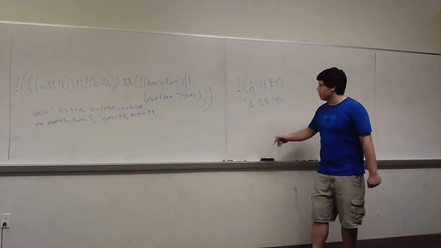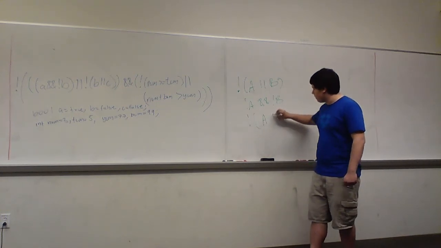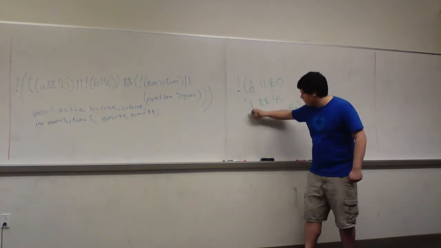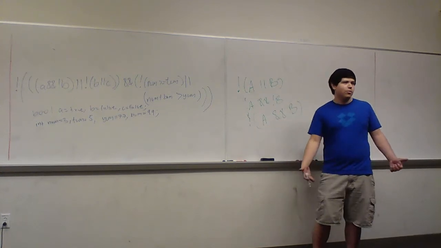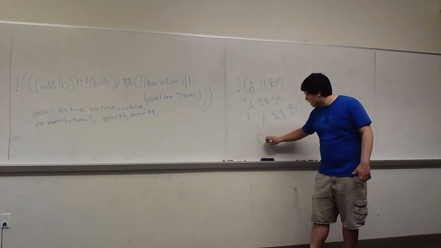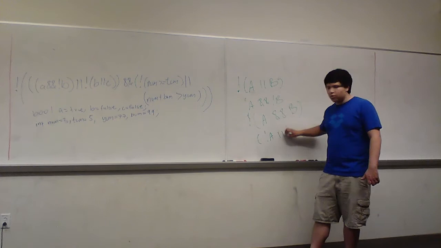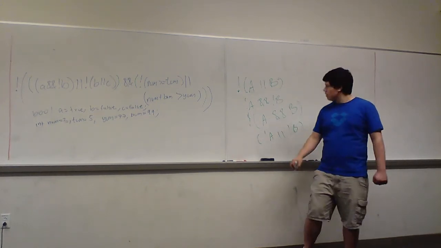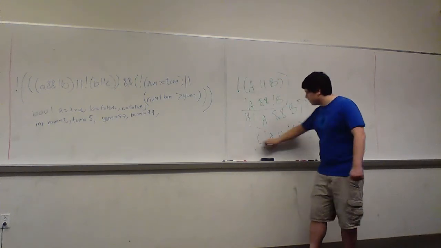And the same thing if I have not (A and B). What is that equivalent to? It's actually not A or not B. So the first one is equivalent to the second one, and the third one is equivalent to the fourth. So these two are equivalent, and these two are equivalent.